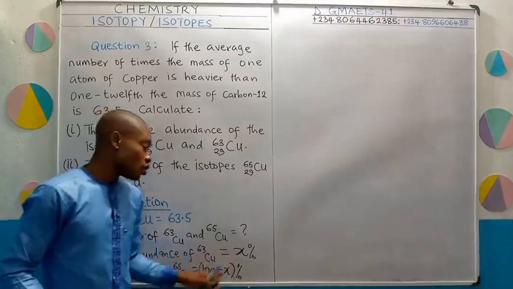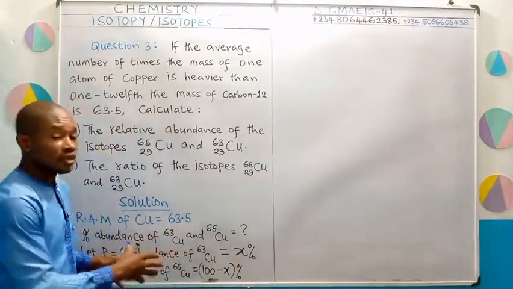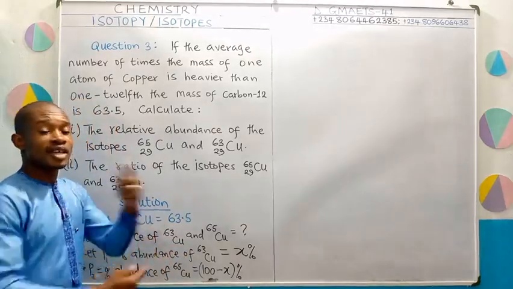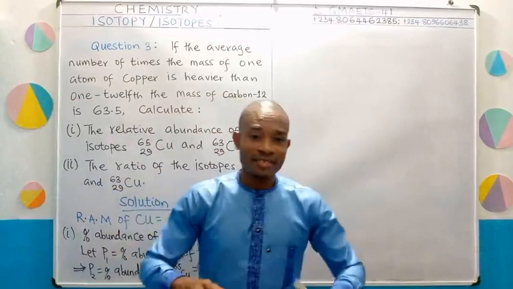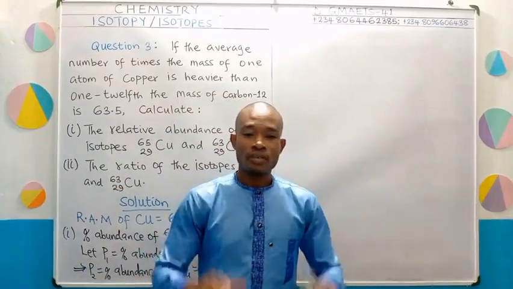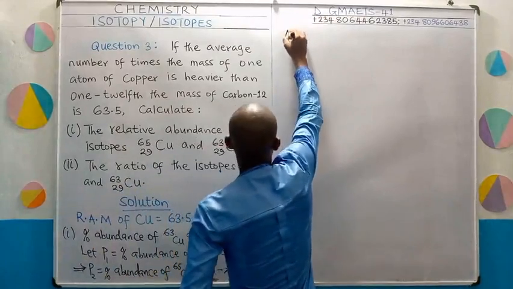Because if you add up the two percentages, you should get 100. So this idea, this knowledge, we are going to use it and then substitute into the relative atomic mass formula, that one that makes use of percentage abundance. Okay, now let us write out the mass numbers given to us.